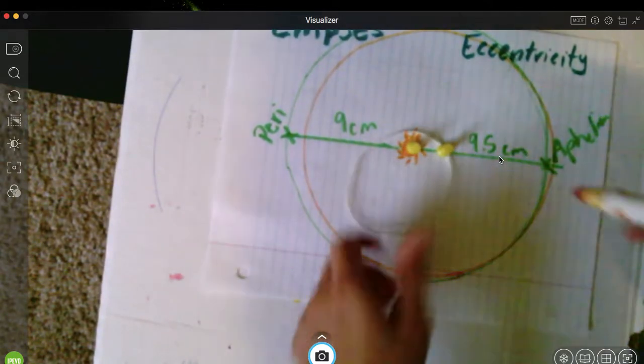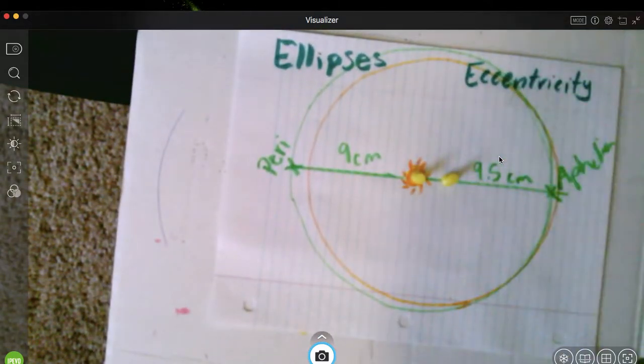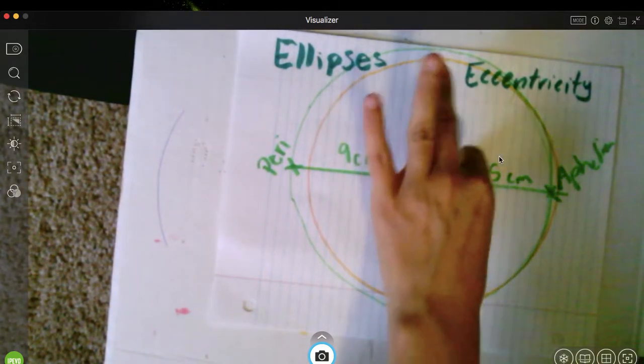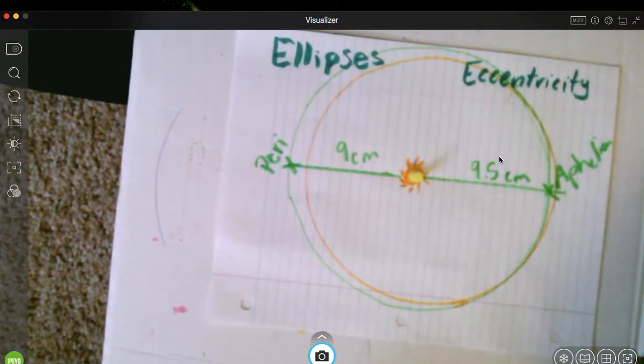All right, there we go. And you might be saying, oh, it looks smaller. It's not necessarily that it's smaller. It's just one side got closer, all right?